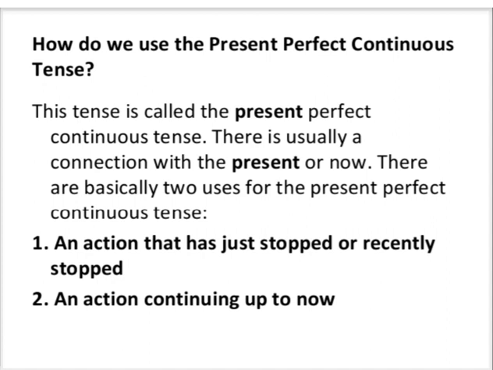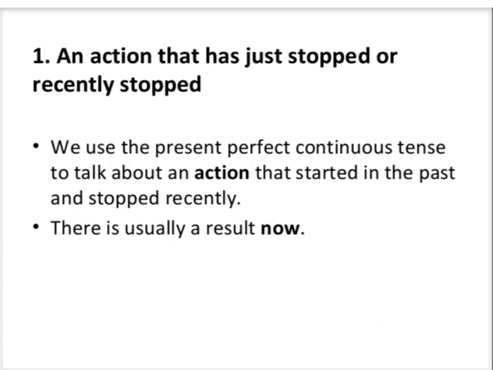So here are two uses given. First is an action that has just stopped or recently stopped, and second is an action continuing up to now. So let us see first, an action that has just stopped or recently stopped. We use the present perfect continuous tense to talk about an action that started in the past and stopped recently.